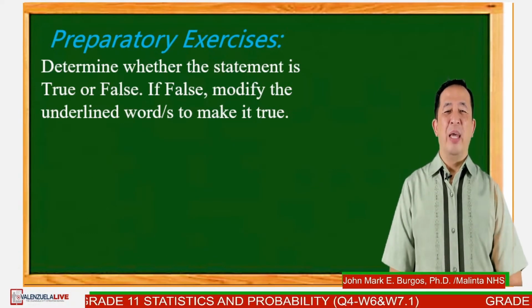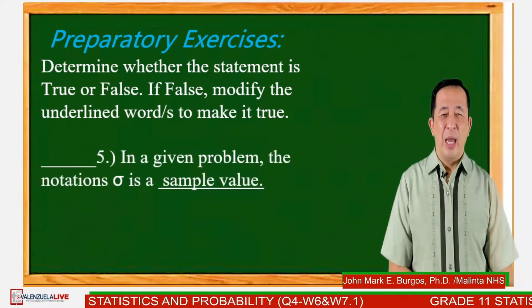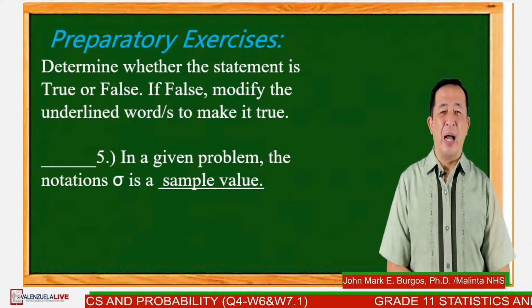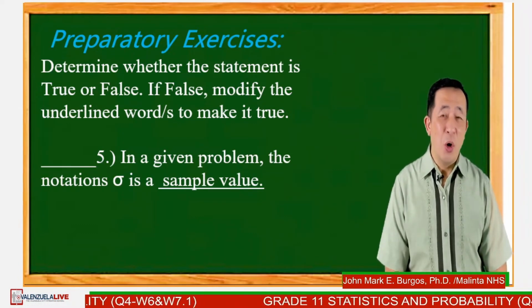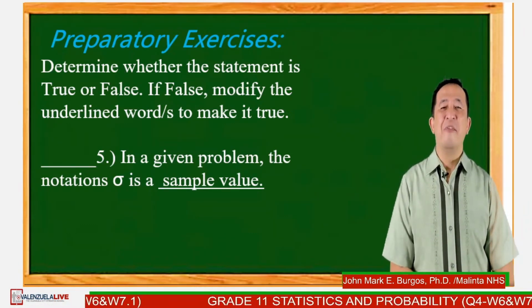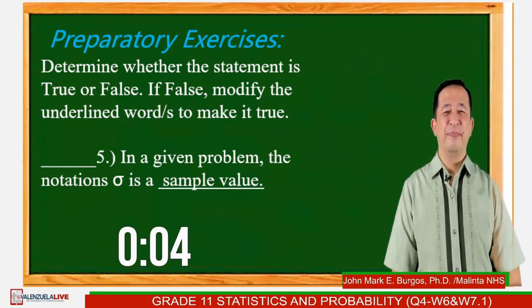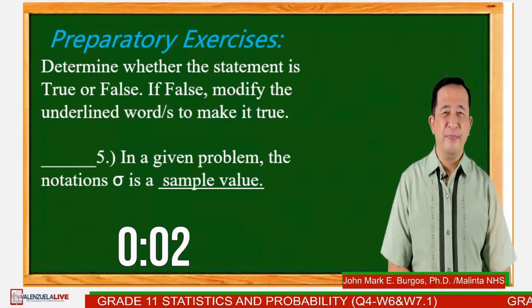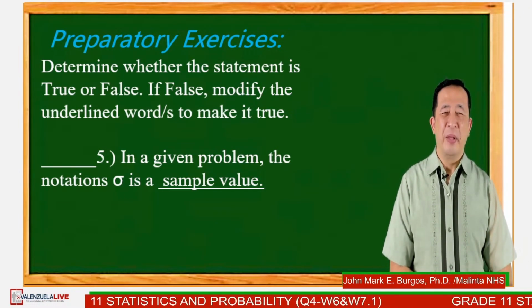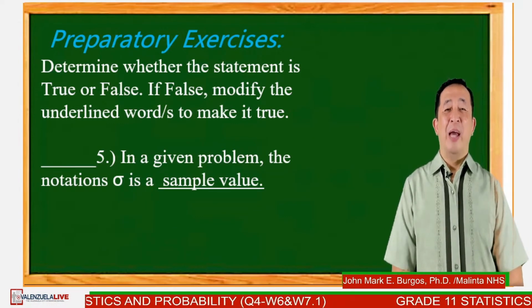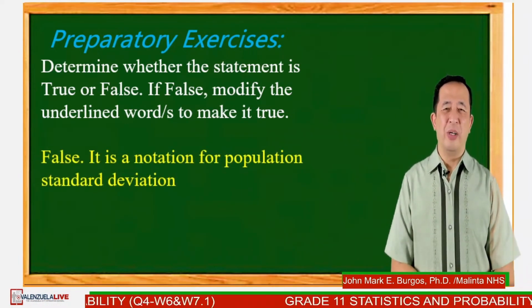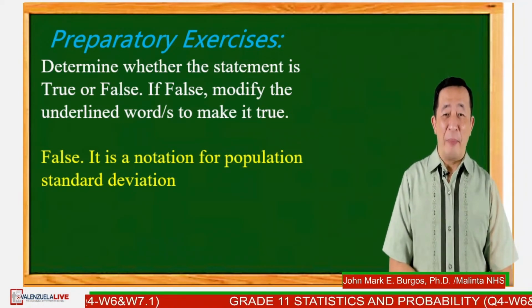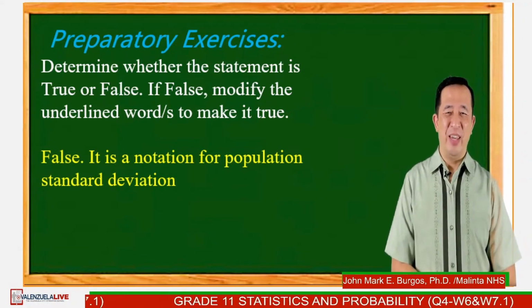Number 5. In a given problem, the notation sigma is a sample value. Is it true or is it false? 5 seconds. Okay, time is up. The correct answer is false. The reason is because it is a notation for population standard deviation.